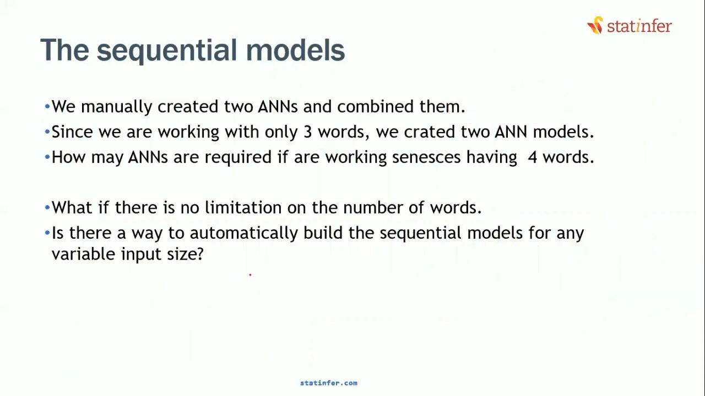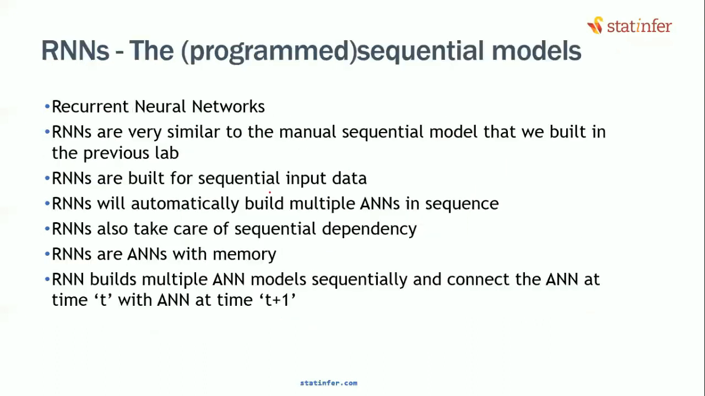Is there a way that all these n minus 1 ANNs are built and automatically stacked together, their hidden layer outputs are considered and given as input to the next ANN, and the hidden layer output is considered and given as input again? Is there an automated way of doing it? Yes, there is an automated way. These are known as RNNs. RNNs are nothing but recurrent neural networks. These are programmed sequential model building techniques. They will automatically build this.